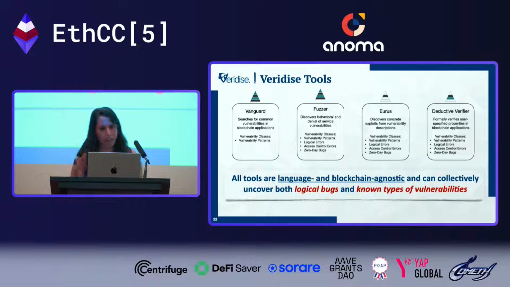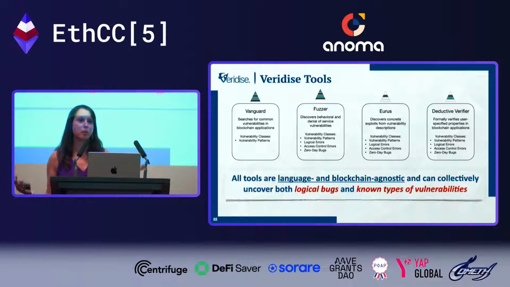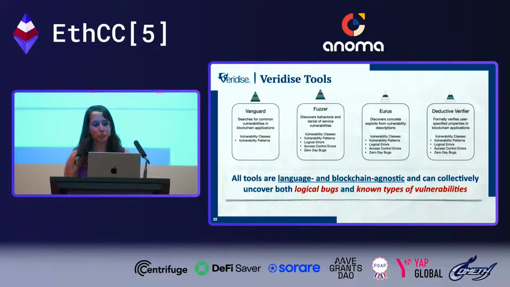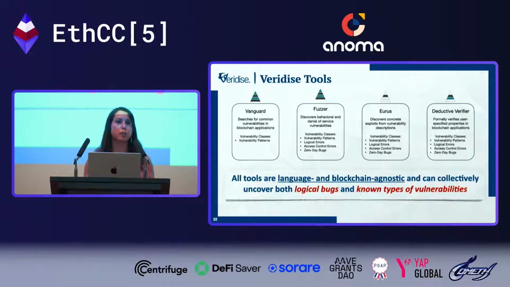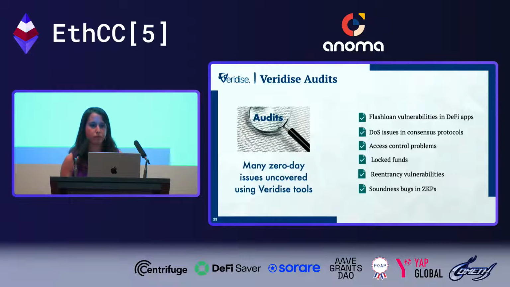And another thing I want to point out about our philosophy here is we recognize that there are many different languages out there, Solidity, Rust, and many different blockchains, and people want to use many of them or a combination of them. So we try to build tools that can be applied to multiple languages by doing our analyses at an intermediate representation. And a lot of our tools are also applicable to multiple blockchains, not just Ethereum. And across all of these tools, we can use them to uncover both logical bugs and known types of vulnerabilities.